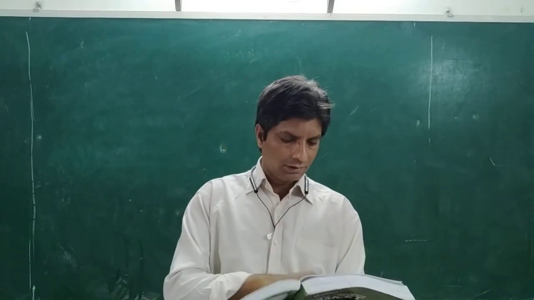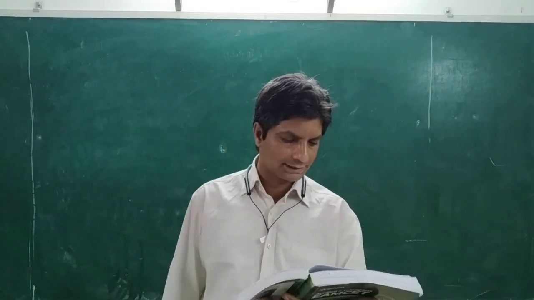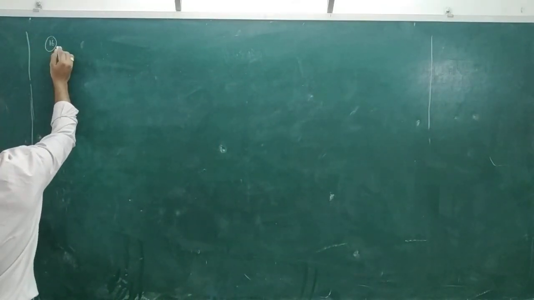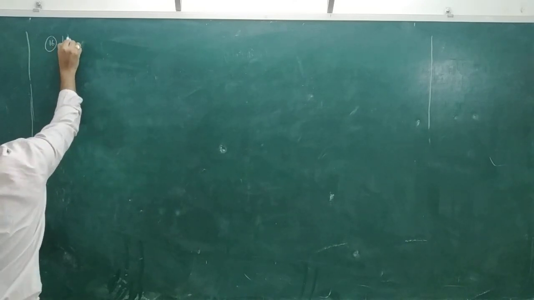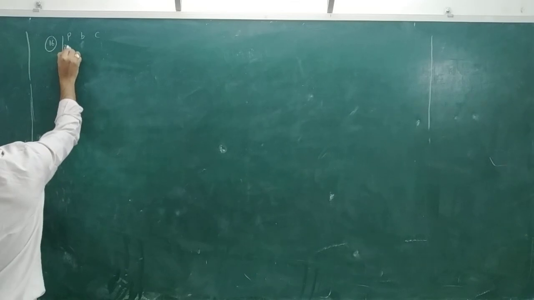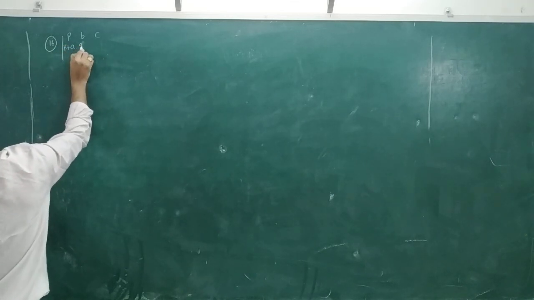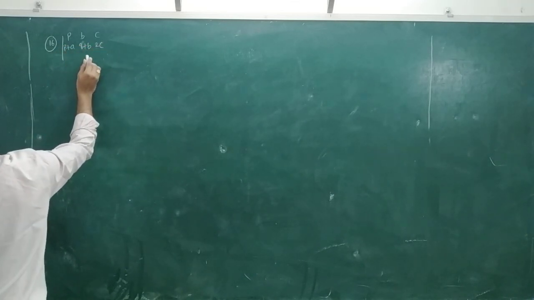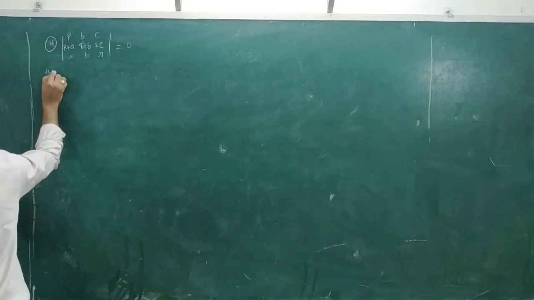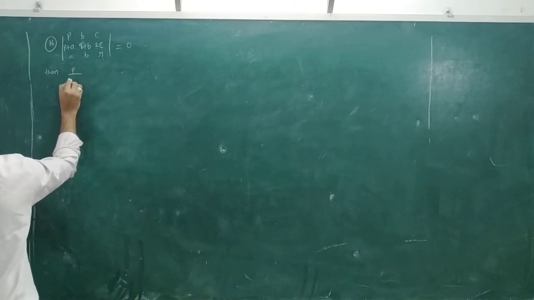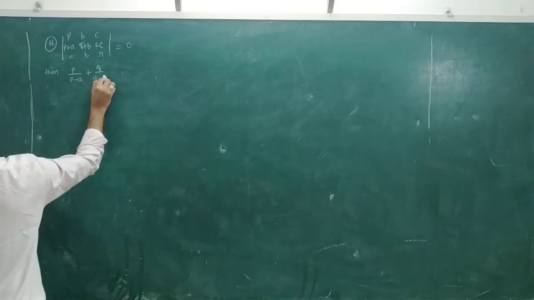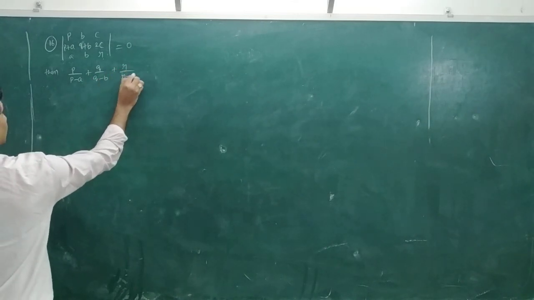Right. So we came to the next class. Problem number 16. The matrices. This is the determinant of [P, B, C; P plus A, Q plus B, QC; A, B, R] equal to 0. Then we have to find the value of P by P minus A plus Q by Q minus B plus R by R minus C.